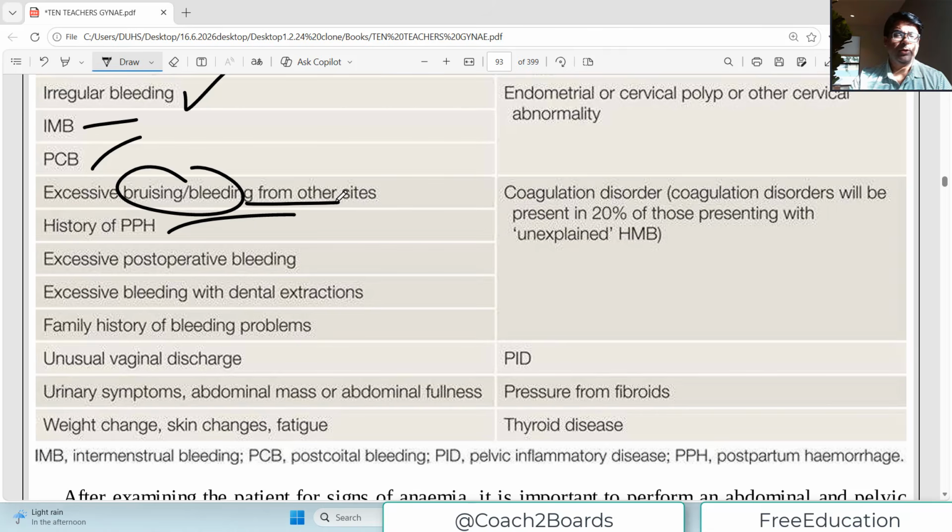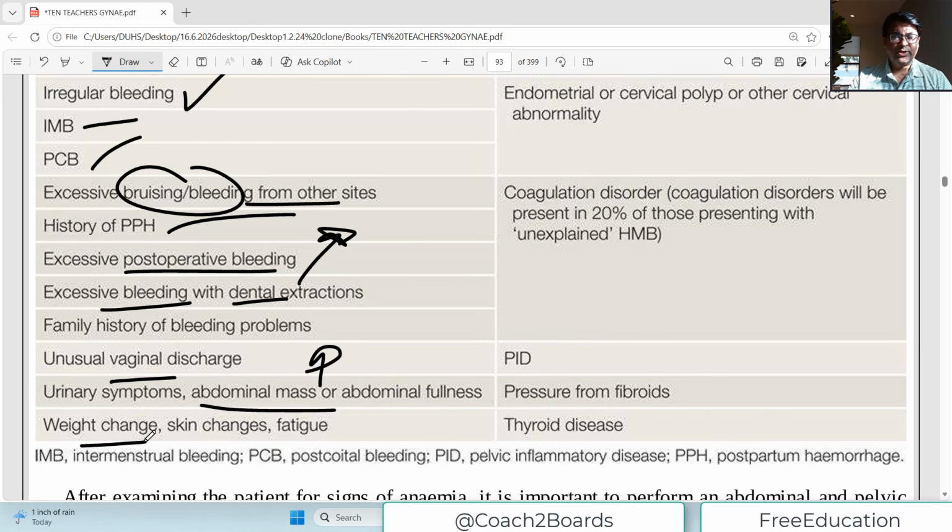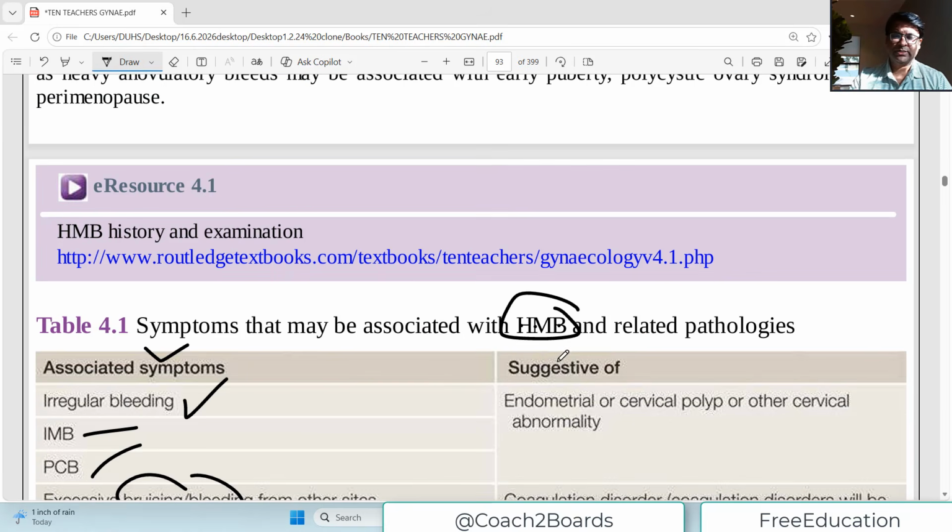So this is for the coagulopathy, post-operative bleeding that may be because of coagulopathy, which is existing there, or warfarin therapy, bleeding with dental extractions, again indicating towards coagulopathy, vaginal discharge, abdominal masses, अगर fibroids हैं, weight changes, skin changes, if there are hormonal stuff, thyroid disease, right? So this is a good table, can be the associated symptoms.